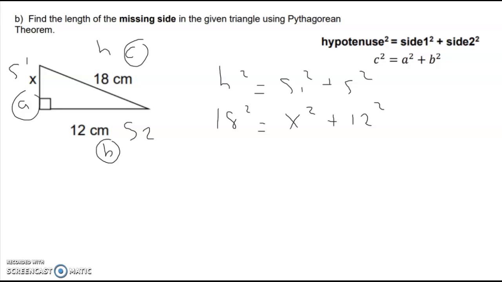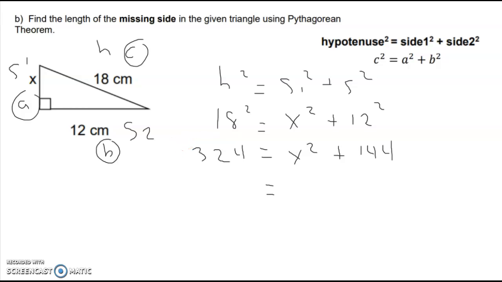Okay, so the next step, we just have to expand what we know. So 18 squared, you put that in your calculator, you get 324. Keep your equal signs lined up. x squared is going to stay x squared, plus 12 squared gives us 144. Next thing we have to do, we need to collect like terms. We're going to keep our equal sign lined up so it's less confusing, but we want to bring this 144 all the way over to here.